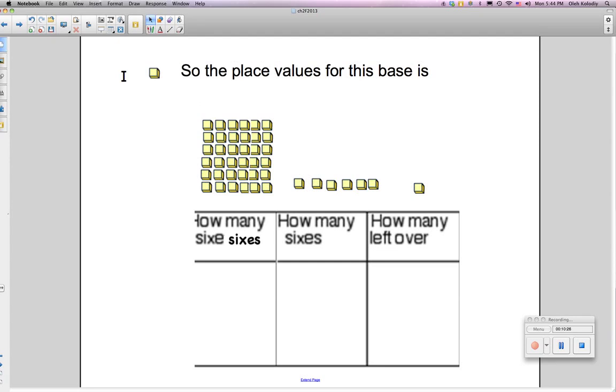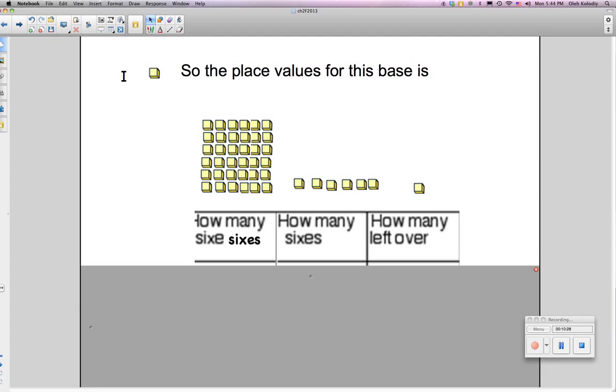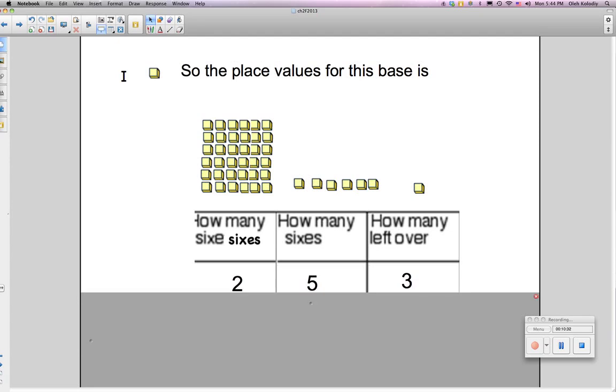So the place values for this base are, whatever digit is here tells you how many of these there are, ones. Whatever digit is here tells you how many of these there are, sixes. Whatever digit is here tells you how many of these there are, and these are 36s. So the place value in base 6 are like this. For example, supposing we have a number 253 in base 6.